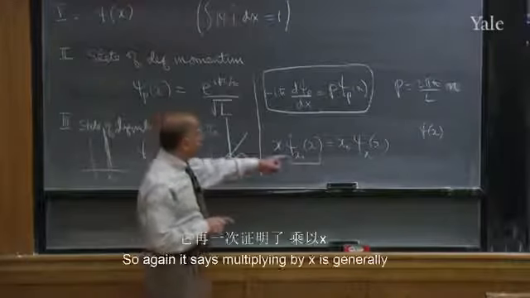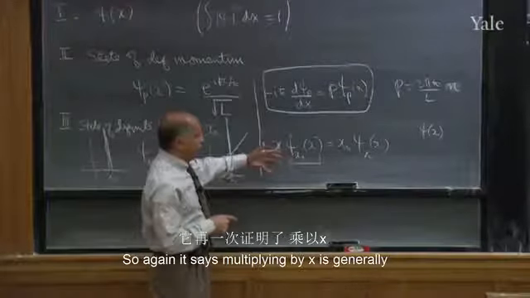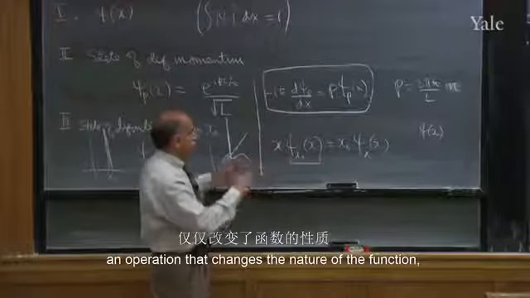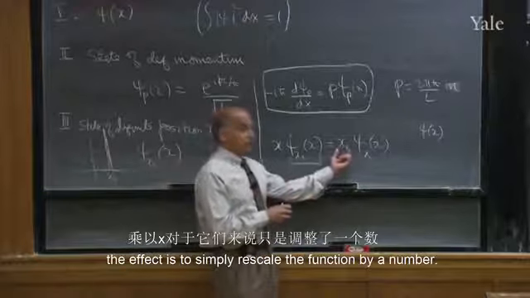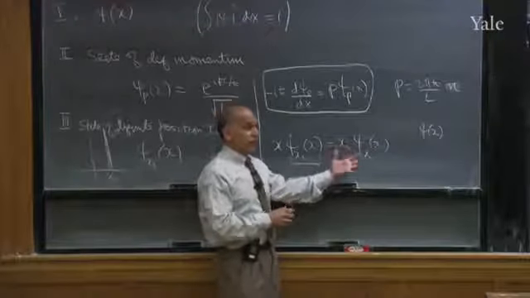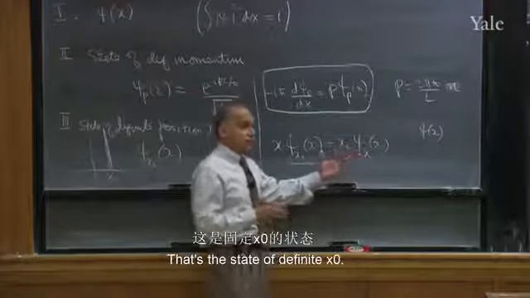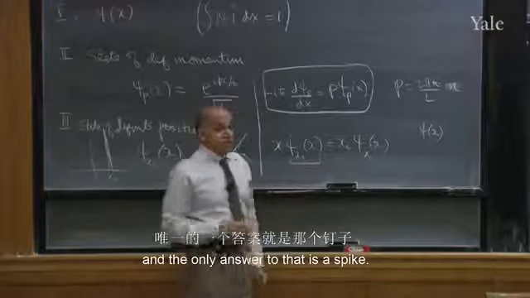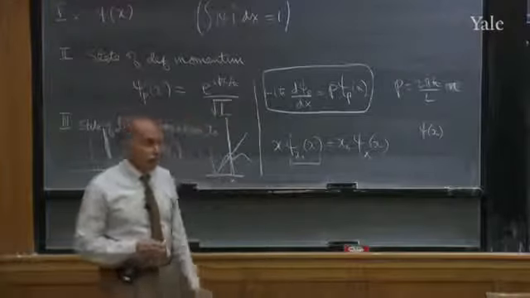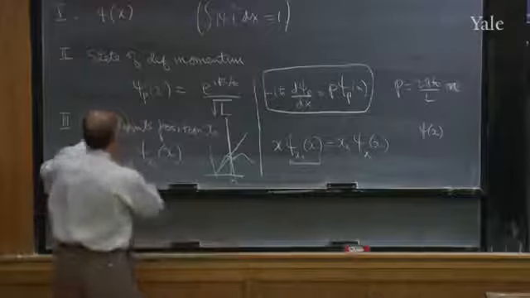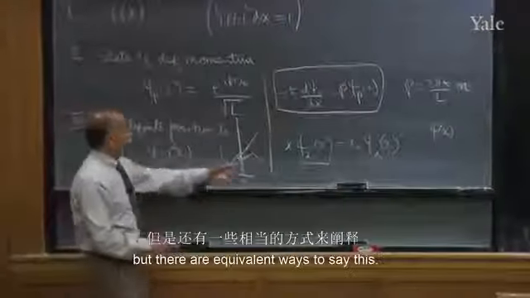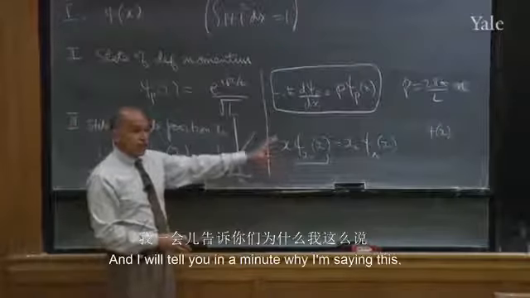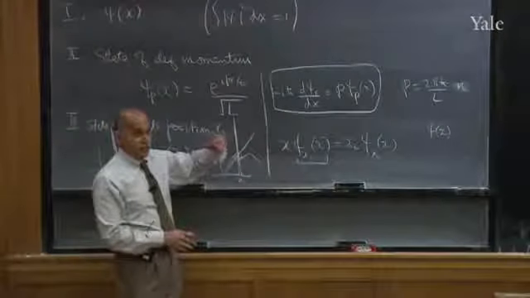So again it says, multiplying by x is generally an operation that changes the nature of the function, but there are special functions for which the effect is to simply rescale the function by a number. Find me that function. That's the state of definite x naught, and the only answer to that is a spike. So we have the option of simply accepting the left-hand side as postulate 2 and postulate 3, but there are equivalent ways to say this. And I will tell you in a minute why I'm saying this.